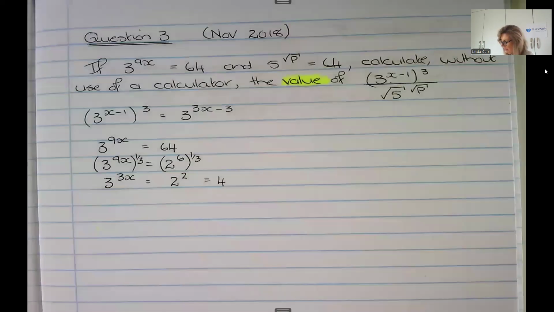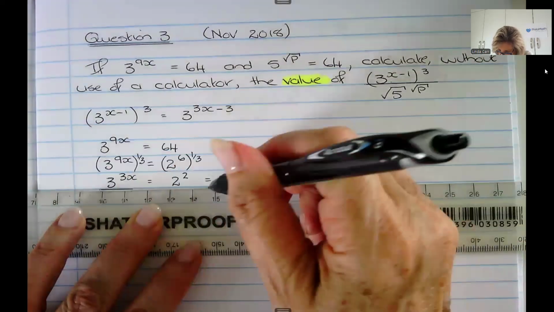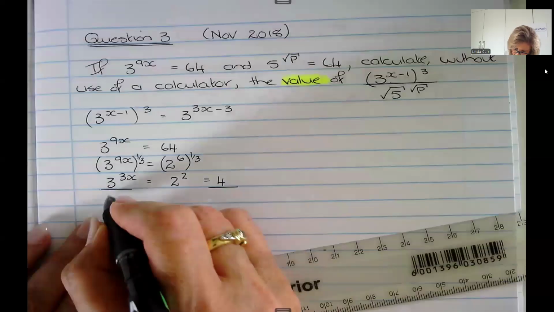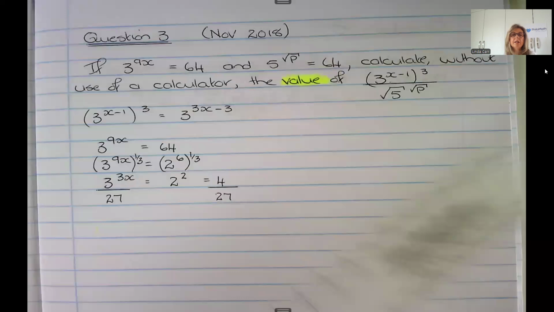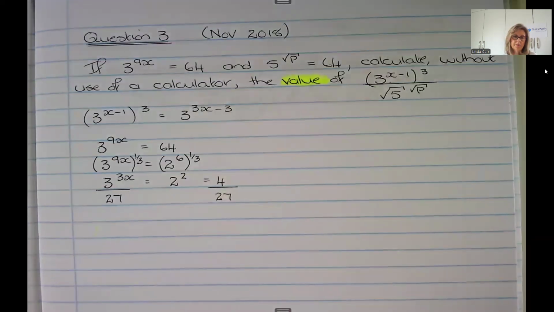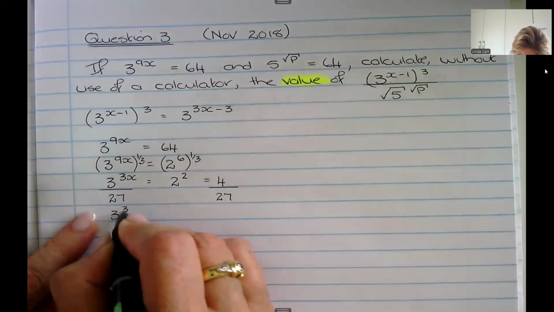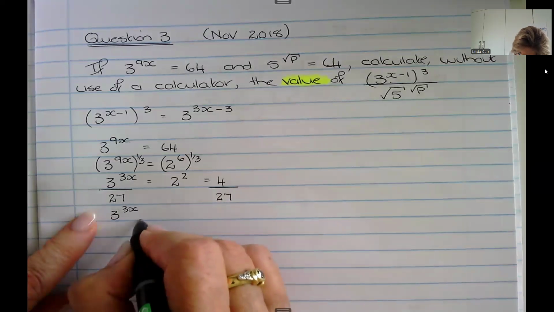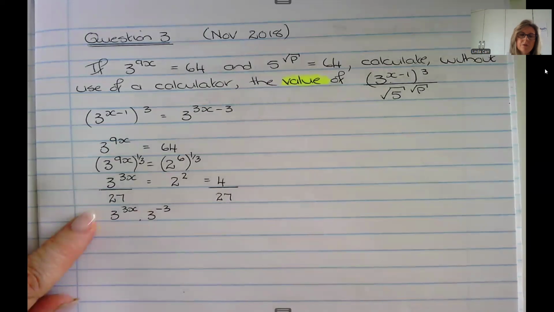So what about if I take the leap and I say, let's put these both over 27. It's allowed. It's an equation, so whatever you do to the left, you do to the right. And now I can say this is 3 to the 3x times 3 to the negative 3. I've brought that 27 to the top.